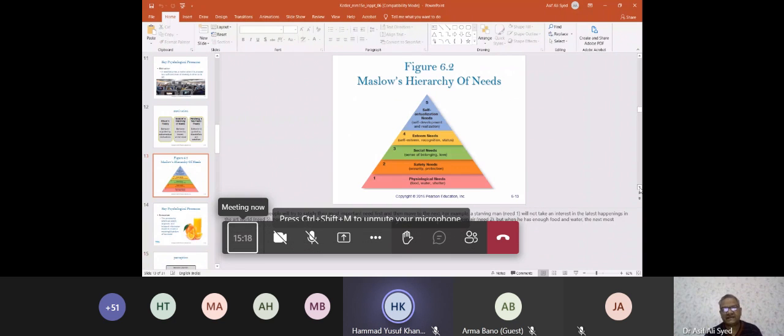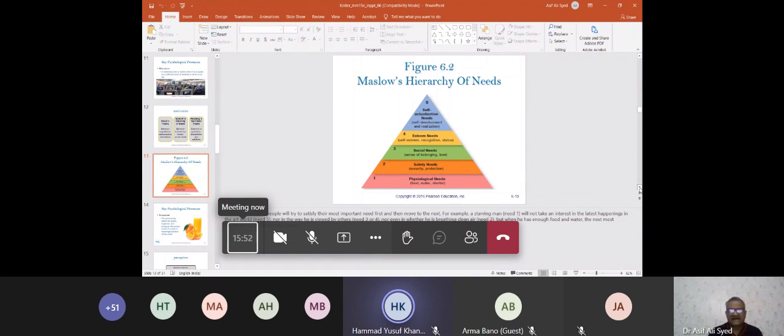Now, looking at this pyramid, at the bottom we have physiological needs like food, water, shelter. At the next level, we have safety needs like security and protection. The third is the social need, which is about belonging, love, association. The fourth is the esteem needs, which is self-esteem and recognition, and the fifth is the self-actualization need. So people would try to move from the bottom to the top.